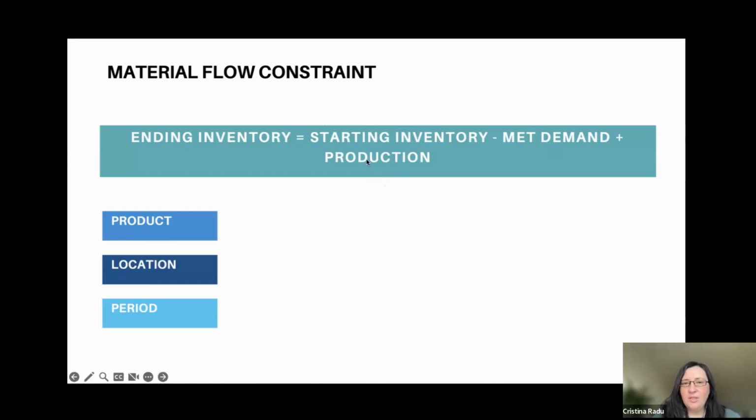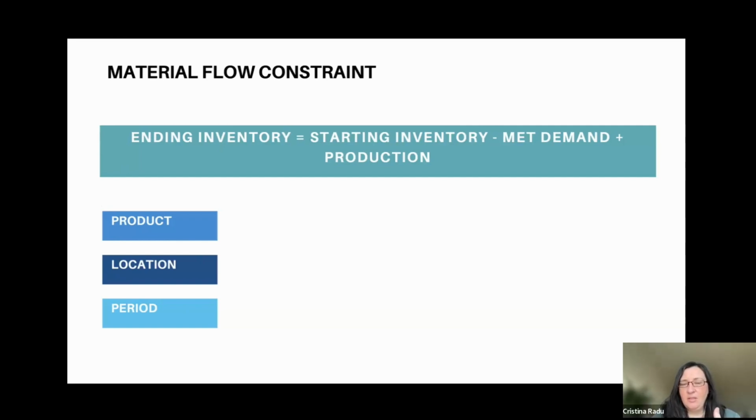So basically what comes in. And here we will keep adding terms like transfers in, purchases, and so on. And then with minus, we will have transfers out, shipments, and other concepts. The dimensionality, we have product location period for all the variables and for the constraint.